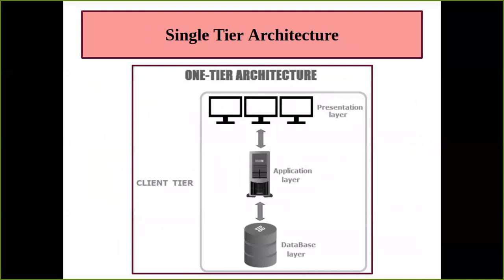Now we'll see one by one all the types of tier architecture. First is your single tier architecture. What do you mean by single tier architecture? We know what tier means. It's layer, and it has been divided into three parts: presentation, application, and database layer.